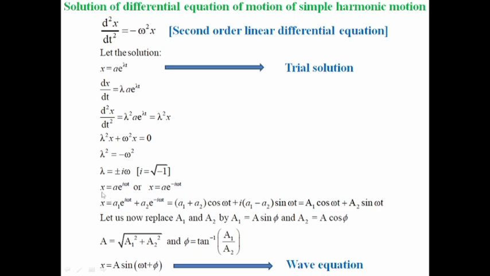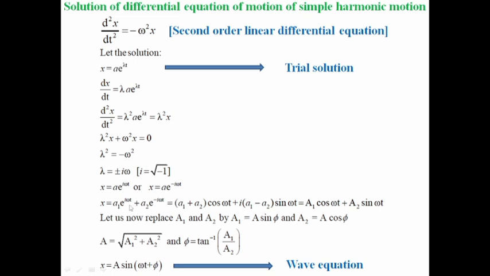So there are two possible solutions of this equation. One is x equal to a e to the power i omega t, so plus i omega t we have to consider once, and another one is x equal to a e to the power minus i omega t. To get the general solution, you have to add these two solutions. Once we are considering a1, another is a2 for this case.